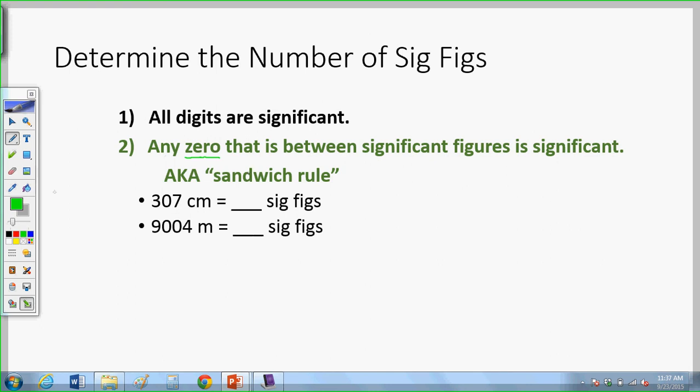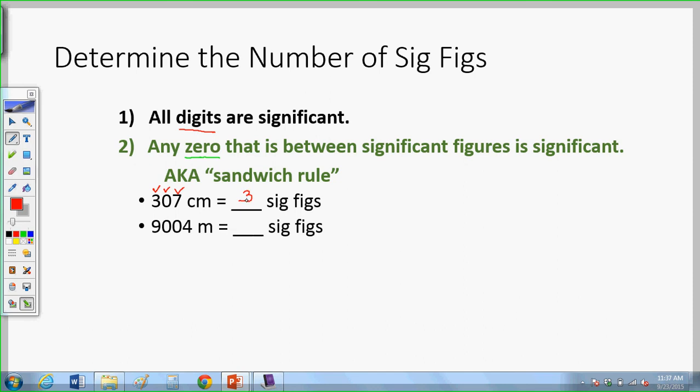For example, let's take a look at this measurement, 307 centimeters. I'm going to apply rule number 1, which is all digits are significant. So I'm going to put a check mark above any number that's a digit, 1 through 9. The 3 is a digit and the 7 is a digit. Now, if you take a look at this 0, this rule applies: any 0 that is between significant figures is significant. This 0 is between these check marks, so I can apply the sandwich rule and put a check mark above that 0, saying that it is significant. So there are 3 significant figures.